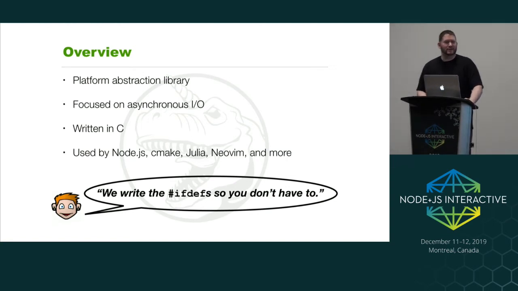And he said this really nice quote to me one time, and I wanted to attribute it correctly, not take credit for the quote myself, but it basically is, we write the if-defs so you don't have to. So if you look inside the Node.js C++ code base, there is some branching, some if-defs based on what platform you're executing on, but it's really not that bad. If you then dive down into the libuv source code, it's a whole other story. There are if-defs all over the place. There are actually two different source trees, one for Windows and then one for everything else. So there's a lot of branching logic there that gives a nice, consistent API to people who want to build on top of libuv.